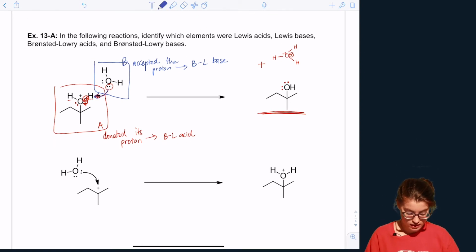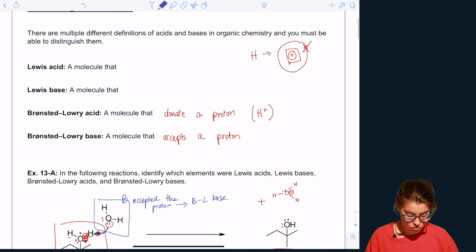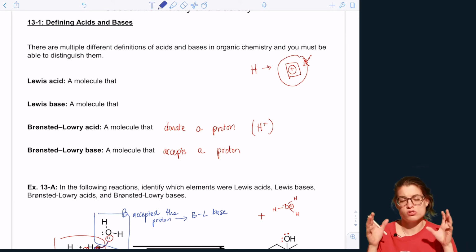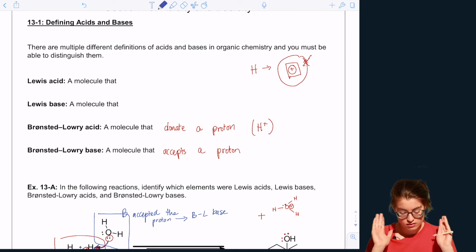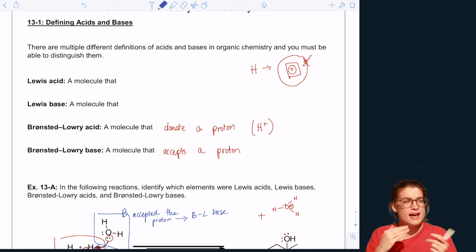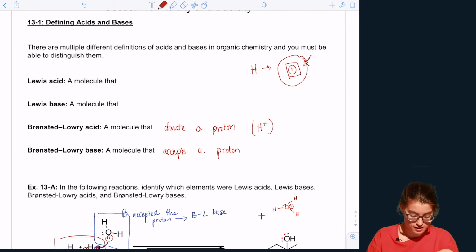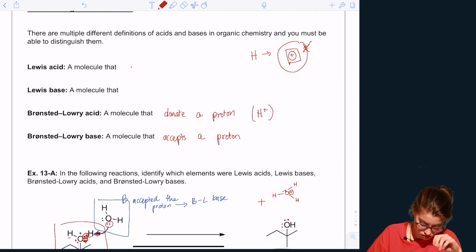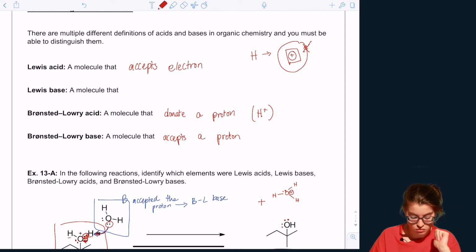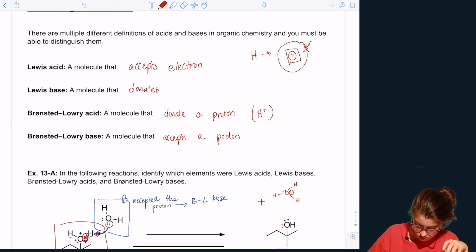Okay? Now, let's look at the other definition, Lewis acids and Lewis bases. Now, I used to always forget which one was which. I knew they had to do with electrons, but I never could remember who gained electrons, who donated electrons, okay? So I'm going to show you something. First, let me define it. A Lewis acid is a molecule that accepts electrons, and a Lewis base is a molecule that donates electrons.